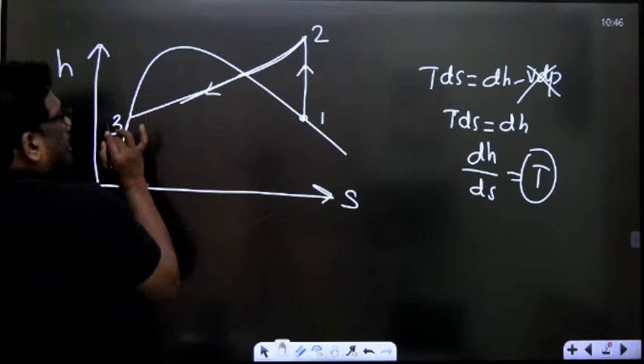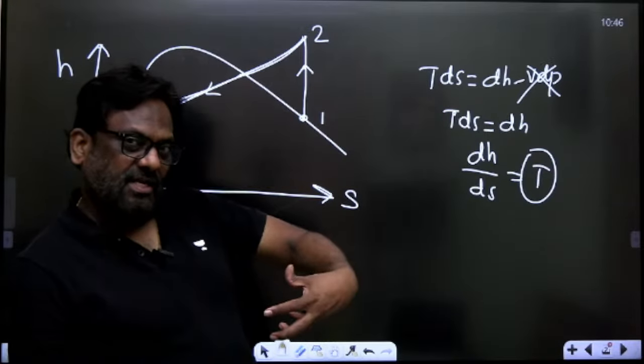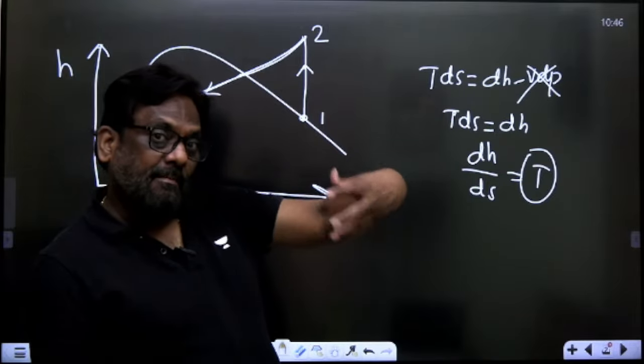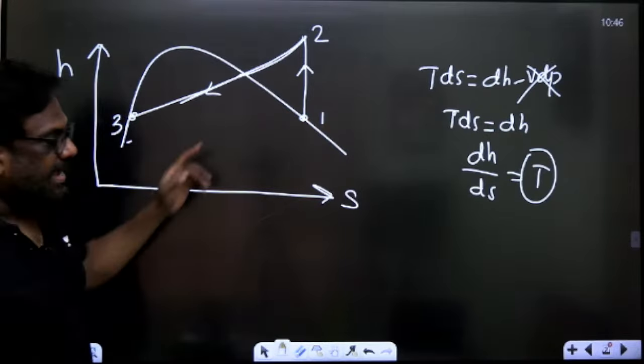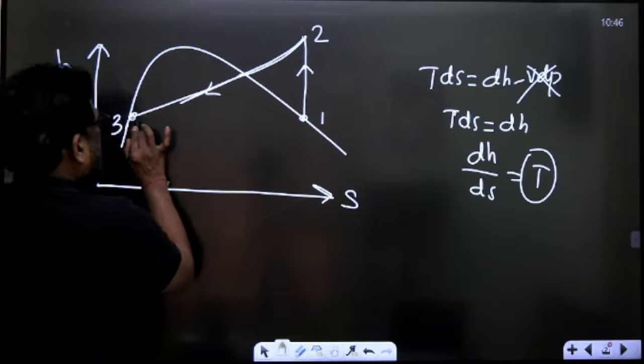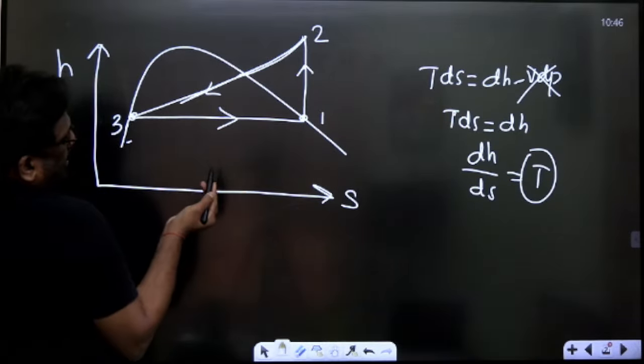Yes, this is 3. And 3 to 4 is throttling. Throttling is an irreversible process. So therefore entropy will increase, but enthalpy remains constant. Enthalpy constant means a horizontal line. Entropy increases. So this is my throttling, sirs. This is my throttling.